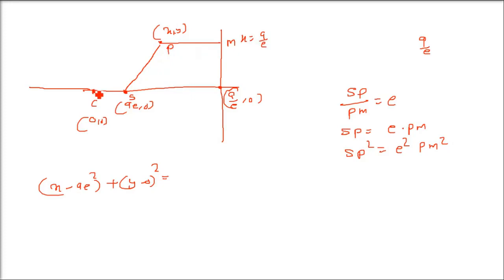See, this is 0, 0. From C to K, or from C to the directrix, the distance is A by E. And this is xy. So from here to here, it's x. What will be this distance? It will be A by E minus x. A by E minus x, right?